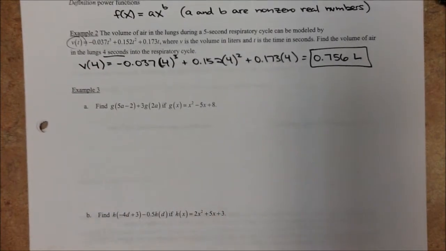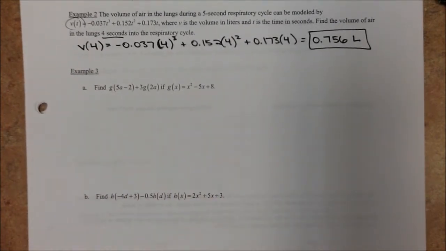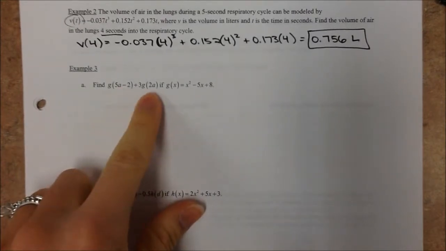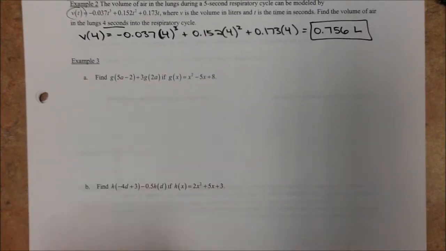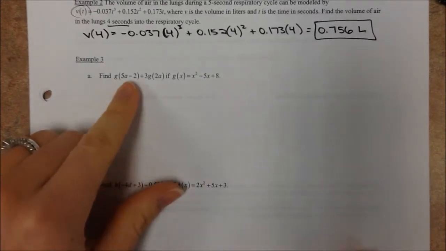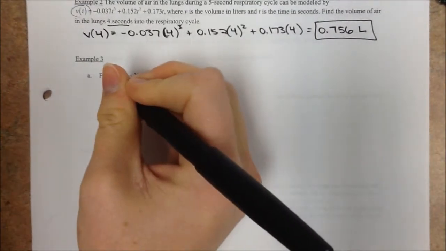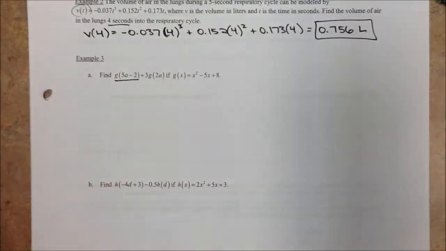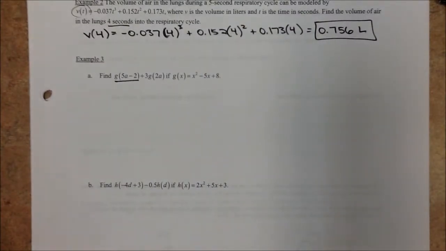What we're going to be doing with these examples is we're going to work with functions, but we're going to be plugging in entire variable expressions. Okay, so we'll go through this first one nice and slowly, and then these are the last 2 problems that we're doing for today. It's just example 3, part A and B. Okay, so start with this piece right here. So g of 5a minus 2. Okay, so let's start with that.